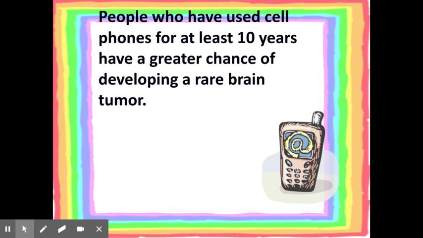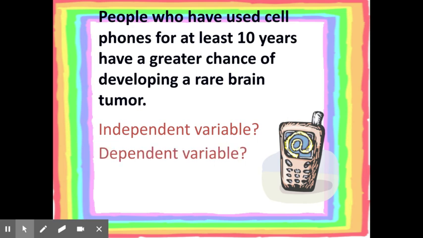People who have used cell phones for at least 10 years have a greater chance of developing a rare brain tumor. I hope that's not true. What's our independent variable here? Yeah, cell phone use over a period of 10 years. What's the dependent variable? If you answered brain tumor, that's correct.